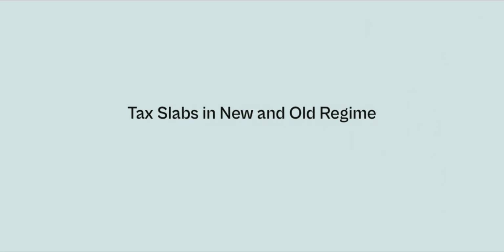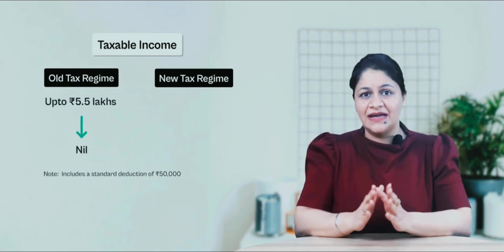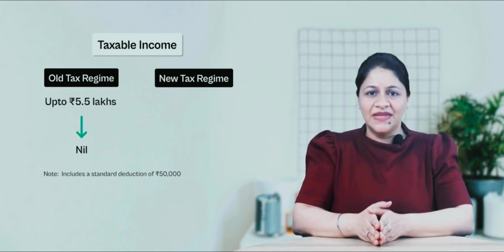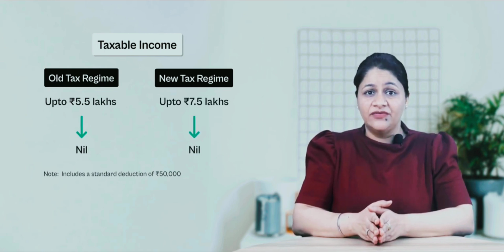Now, let's take a look at the tax slab rates under both the regimes. It will help you to calculate your tax under both the regimes and compare. So, let's look at the tax-free income first. If your taxable income, that is income after taking out the deductions and exemptions under the old regime, is up to 5,50,000 rupees, you'll not have to pay any taxes. Moving on to the new regime, taxable income up to 7,50,000 rupees is tax-free.